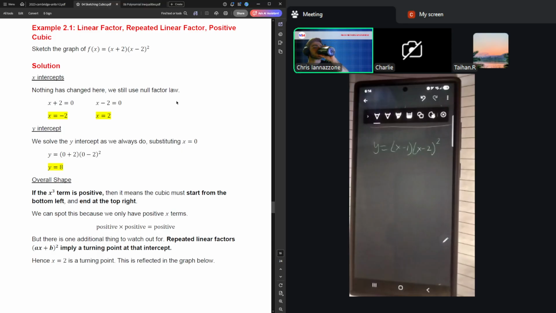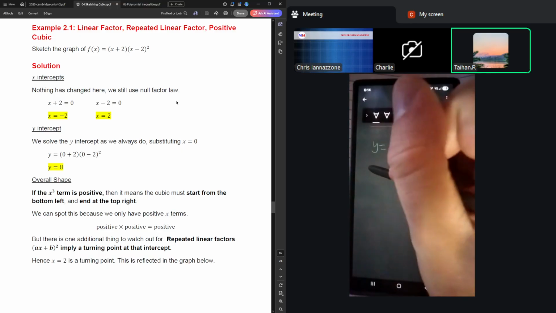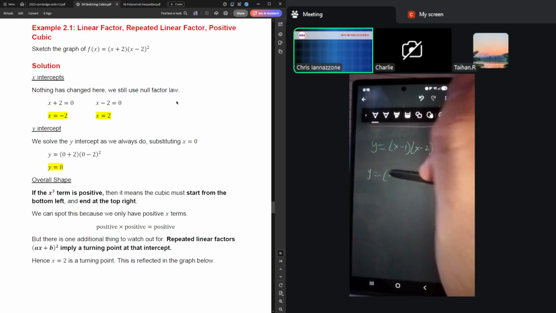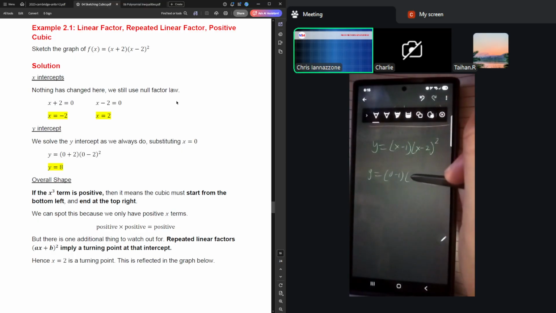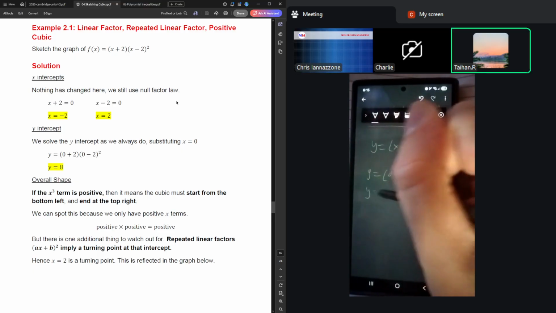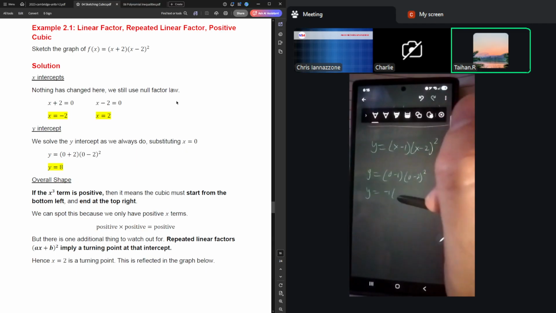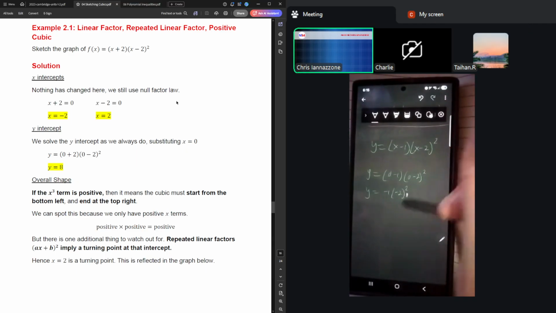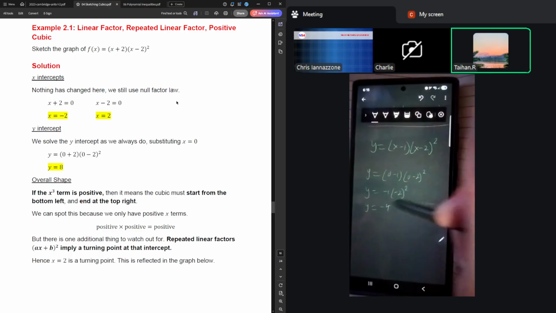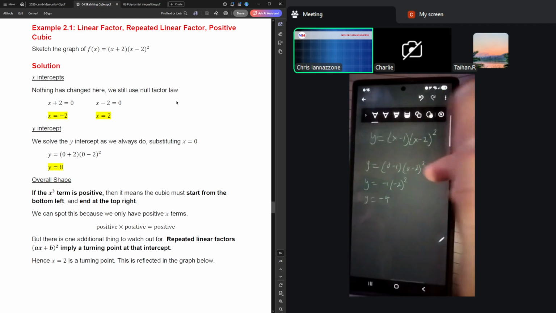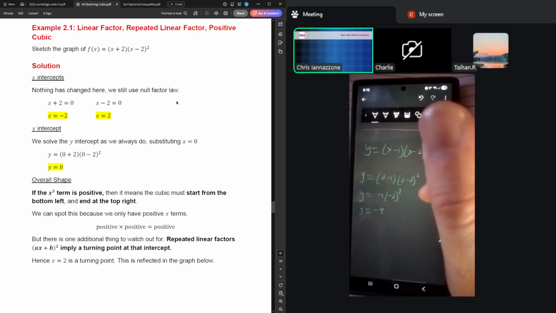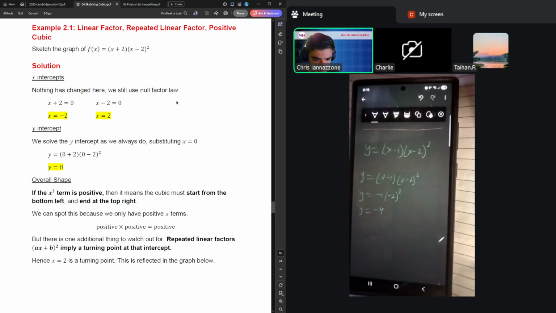Find the y-intercept first. How are we going to do that? So x equals 0, so you'd get minus 1 on the first bit, and minus 2 on the second. Yep, so you get minus 1 times 4, which is just minus 4. We're going to get y equals minus 4. Nice. Alright, y-intercept achieved. What else?